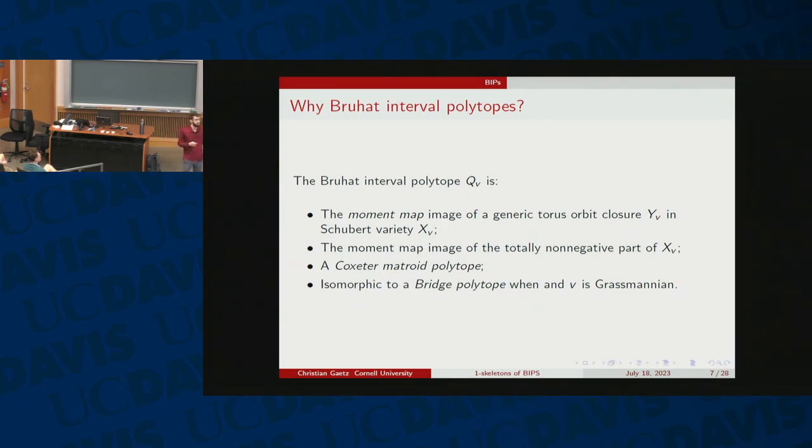If you take a generic point in the variety and look at its orbit under this torus and take its closure, and if you want to understand the torus orbits inside that closure, understanding how those are arranged is exactly the same as understanding how the vertices and edges and higher dimensional faces of these polytopes are arranged, because an i-dimensional face corresponds to an i-dimensional torus orbit. They are Coxeter matroid polytopes, for those who know what that means. And they're also, in a special case, isomorphic to something called a bridge polytope, which was also studied by Lauren Williams and is connected to plabic graphs, which I'll touch on briefly later.